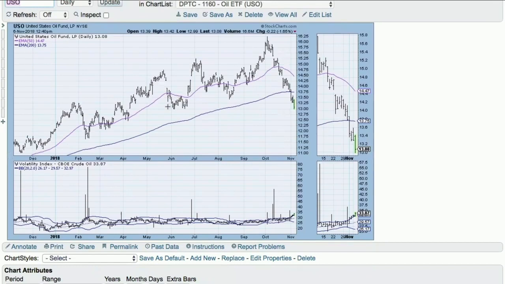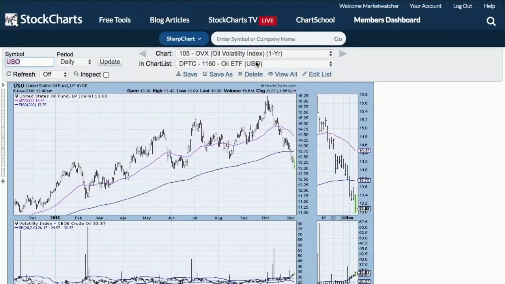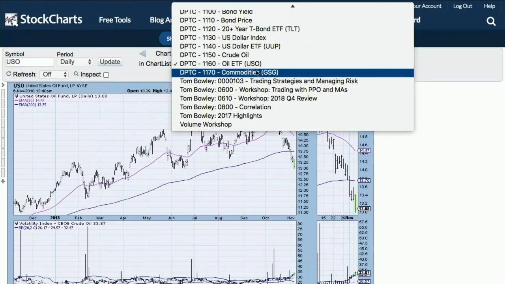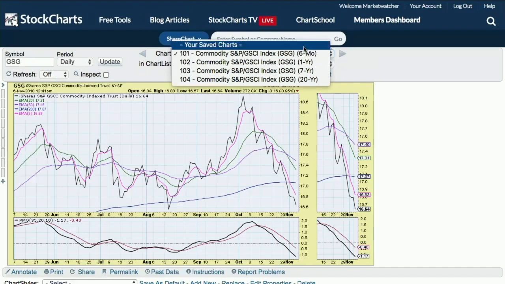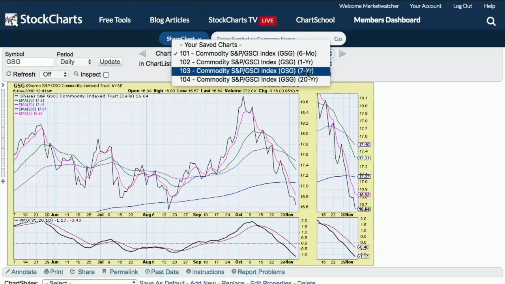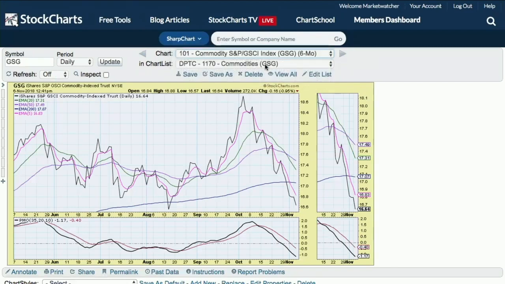Boy, we can see today USO, though, down here right now, testing very important support here at $13. We'll have to see if that can hold. All right, so I think I've given you a pretty good idea of what's in the trend and condition chart pack. And there you go, commodities, same idea.